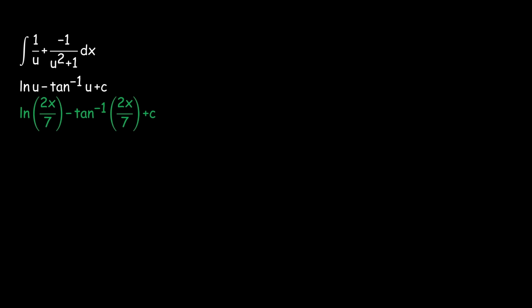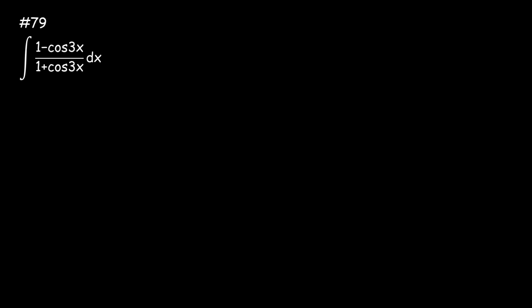That's our final answer. Question 79. We have 1 minus cos 3x over 1 plus cos 3x dx. Okay, interesting.